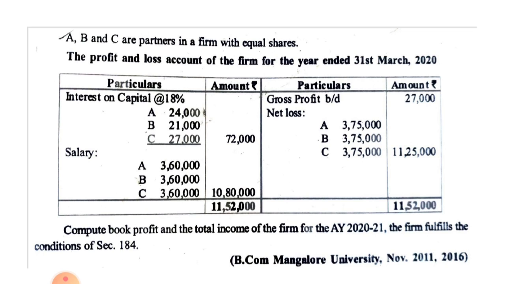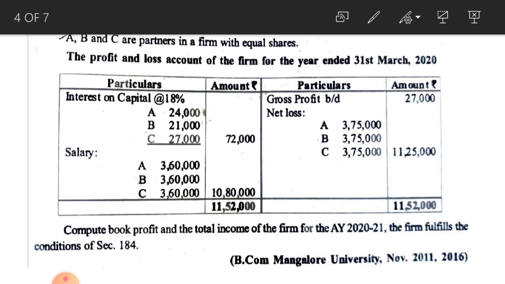Let us solve one more problem similar to this. See, A, B and C are partners in a firm with equal shares. So, these are three partners with equal share. They share profit and losses in the ratio of 1:1:1. The profit and loss account of the firm for the year ended 31st March 2020 is as follows. Particulars and amount column on the debit side, and particulars and amount column on the credit side. See the credit side first.